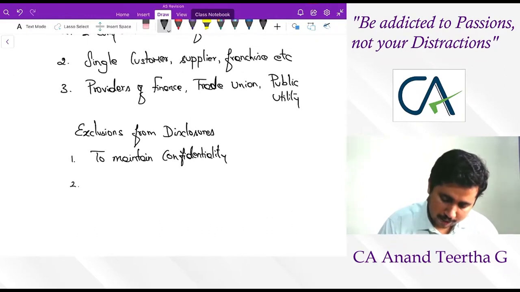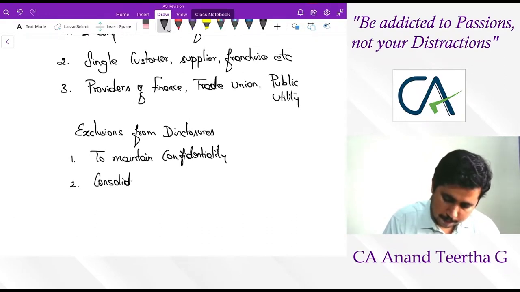Second one, whenever there is consolidation, mutual transactions are excluded.